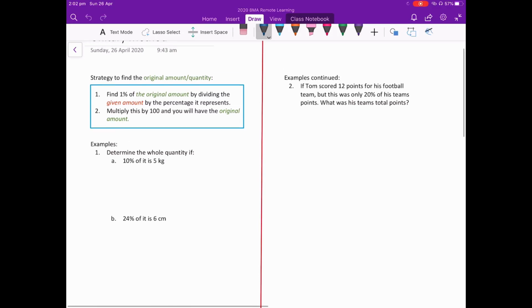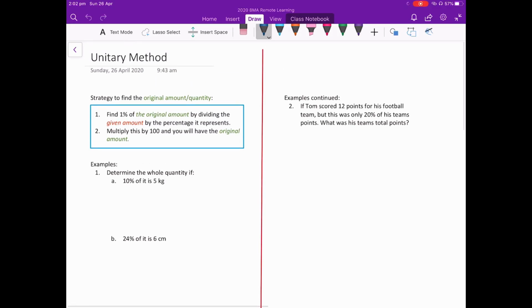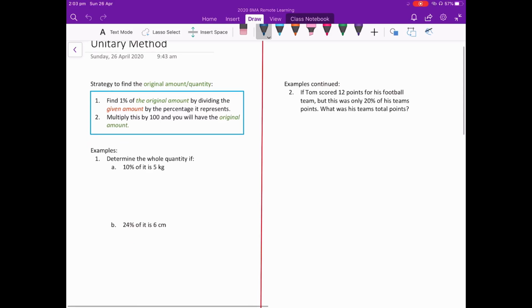Hello. Today we're going to have a look at the unitary method. This is one of the most useful methods in calculating certain things that we don't know in maths. It is also used beyond percentages and into many domains. So please pay attention as we go through this.